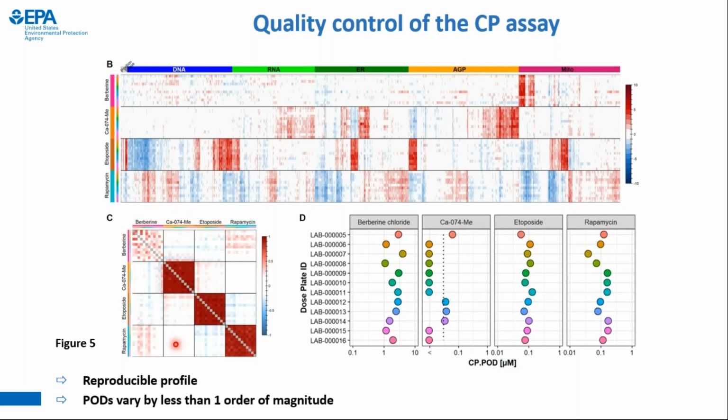And this is also highlighted here in panel C. This is a correlation matrix, and we can see that the different replicates of the same chemical look very similar to each other, but different from other chemicals. And in panel D, we can see how reproducible the potency estimates are that we obtain. The variation is usually less than an order of magnitude, which is pretty good.